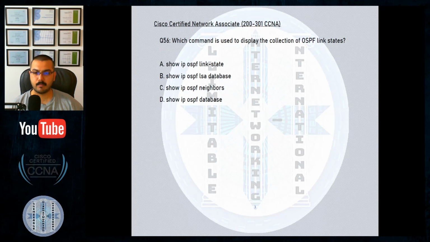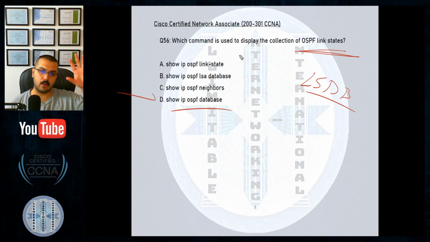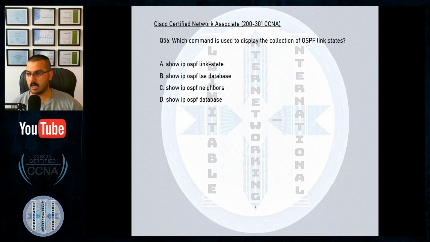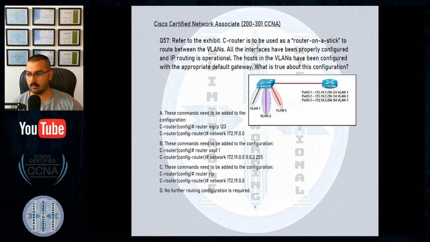Definitely correct. 56. Which command is used to display the collection of OSPF link states? Where the OSPF saves its LSAs in an LS database. We have talked a lot about that in chapter 3. So show ip ospf database. This one will show you the whole collection of LSAs stored inside one single database, and those databases are of one area only.